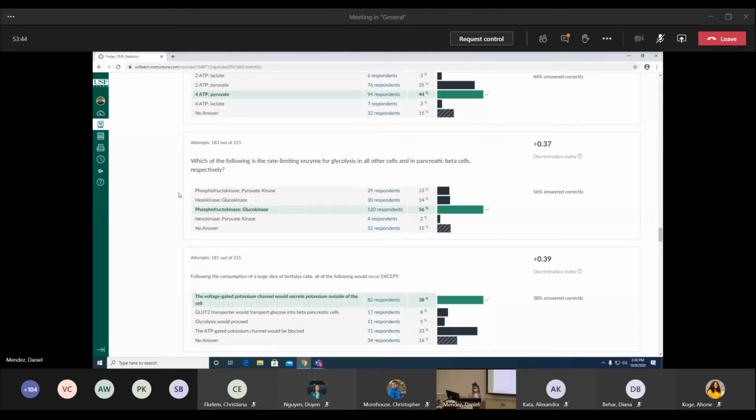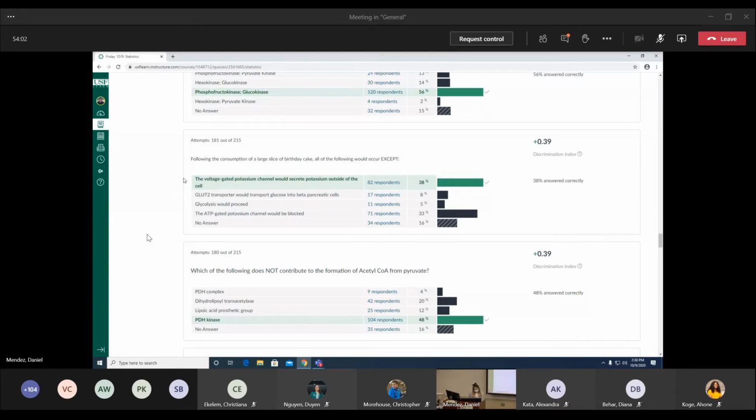Okay, so the next question, which of the following is the rate limiting enzyme for glycolysis in all other cells and in pancreatic cells respectively? So for all cells, it's phosphofructokinase, and for pancreatic beta cells, it's going to be glucokinase. So make sure you know the difference between the 2.